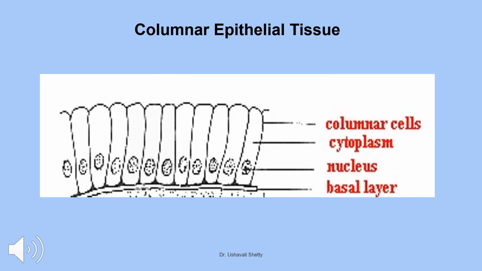Columnar epithelial tissue. In this type of epithelium, cells are tall, pillar-like or column-like. These are placed on a basement membrane with an elongated nucleus at the center or at the base. Location: columnar epithelium is found in the lining of the stomach, intestine, and gallbladder. Function: it facilitates movement of substances and also helps in absorption and secretion. You can see on the screen, this is the diagram of columnar epithelium.